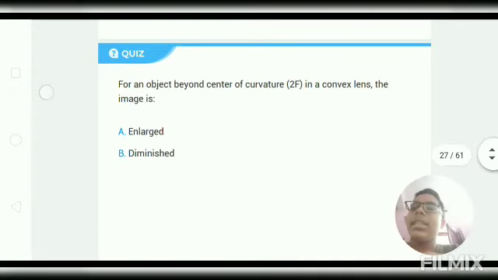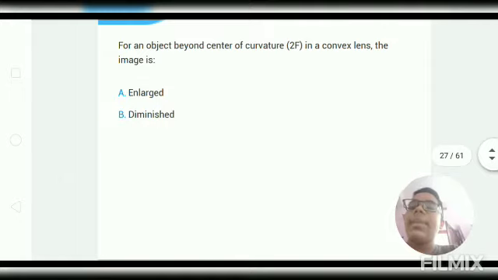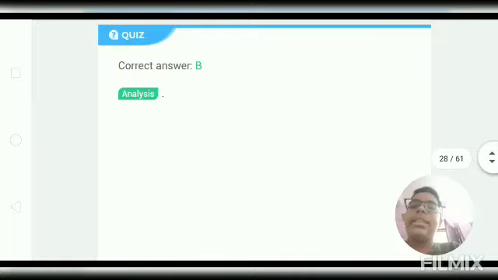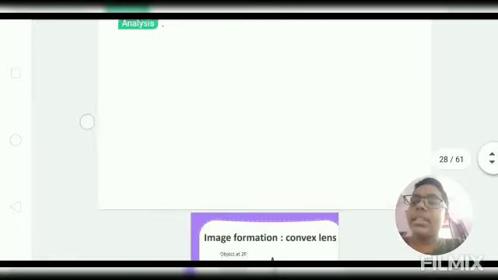The next quiz is, when the object is beyond the center of curvature in a convex lens, the image is enlarged or diminished. Time ends in 5, 4, 3, 2, 1. Time up. It is an inverted image.